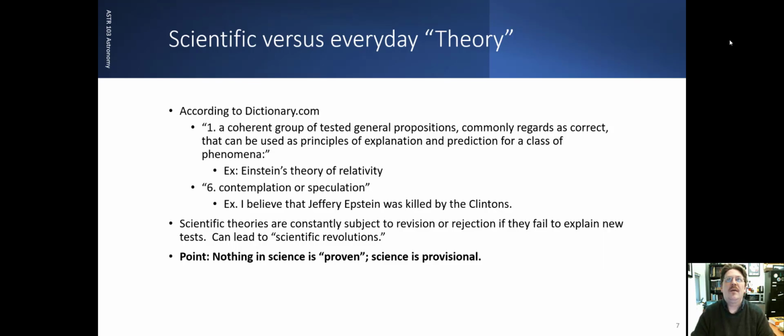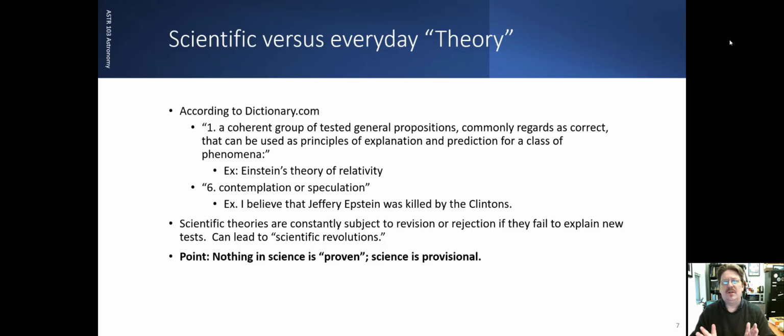Next, we come to perhaps the most misused term in common parlance, and that is a theory. Now, according to dictionary.com, and I am typically not one to use the dictionary as a meaningful source for anything, but for this, it illustrates quite nicely. Let's start off with the sixth definition of theory. The sixth definition is a contemplation or a speculation.